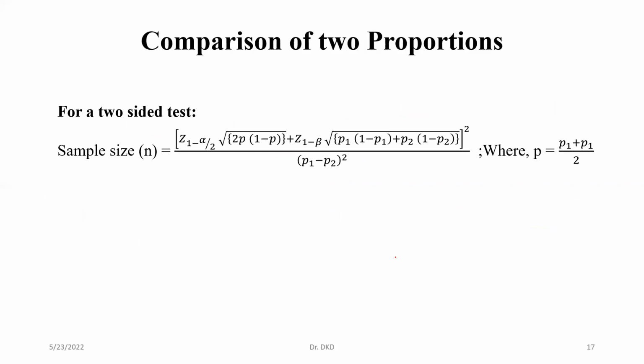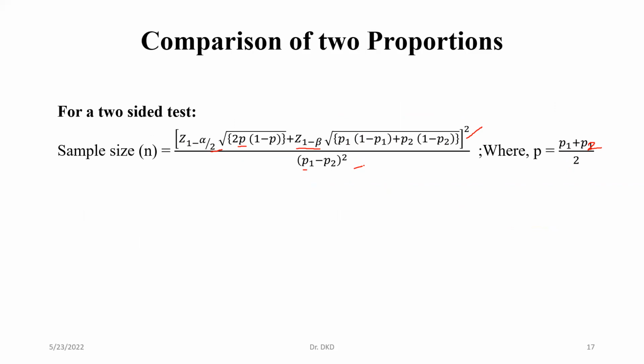For the two-sided test, we use this formula: Z(1 minus alpha by 2) times the square root of 2P(1 minus P), plus the power of the test Z(1 minus beta) times the square root of P1(1 minus P1) plus P2(1 minus P2), and the whole thing squared, where P equals (P1 plus P2) divided by 2. In the denominator, we have (P1 minus P2) whole squared.